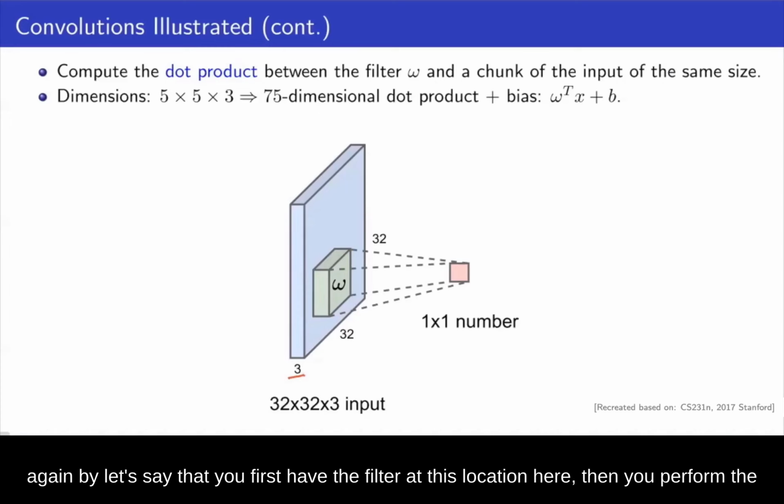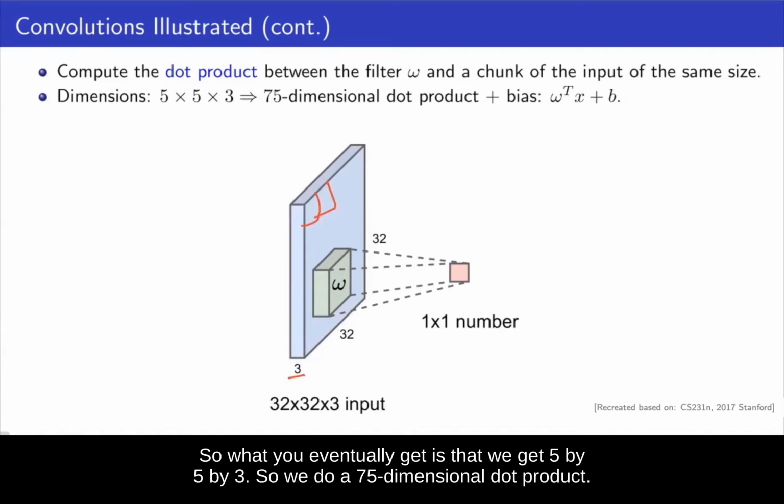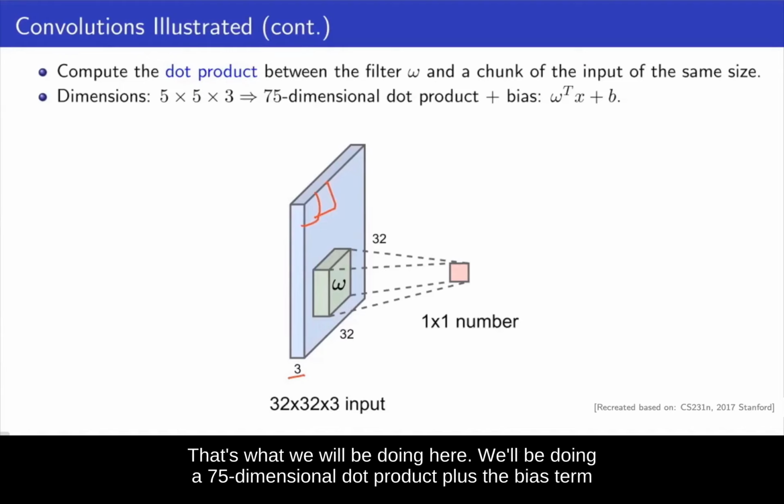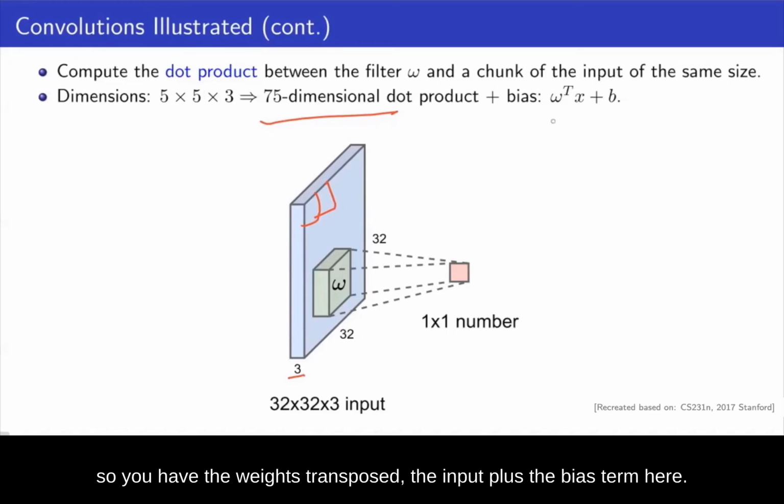Then you perform this operation again. Let's say that you first have the filter at this location here. Then you perform the convolution. Then you slide the mask again. Then you perform the convolution, and so on and so forth. So we get 5 by 5 by 3, so we do a 75 dimensional dot product. That's what we will be doing here. We'll be doing a 75 dimensional dot product plus the bias term. So that's what we denote in this equation: you have the weights transposed times the input, plus the bias term.